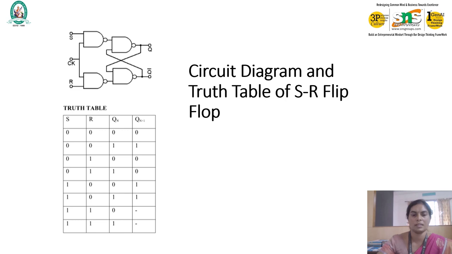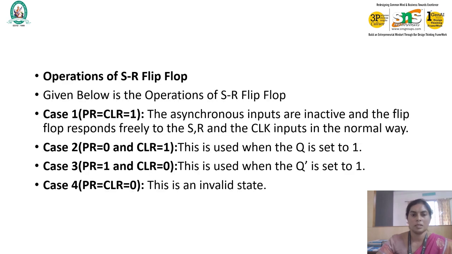This is based on the values of set and reset. For example, if set is 0 and reset is 0, then the values of Q and Q dash will be 0 and 0. It will be in the stable condition. So it is clearly explained here.